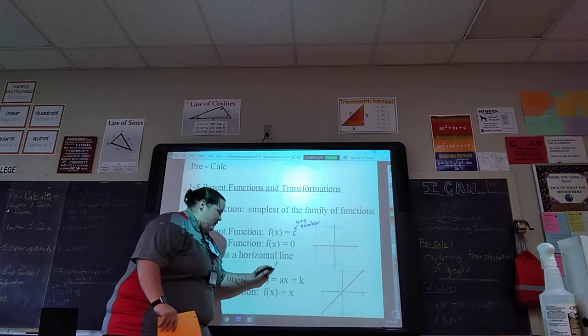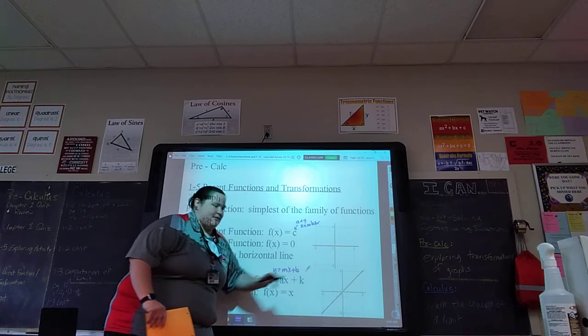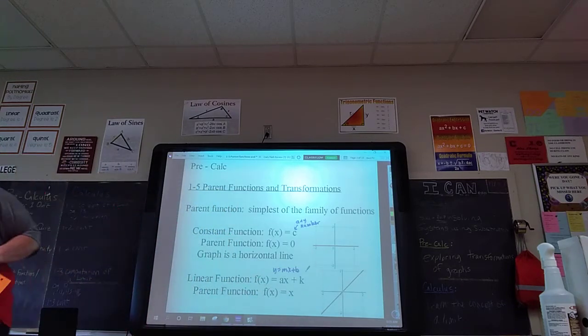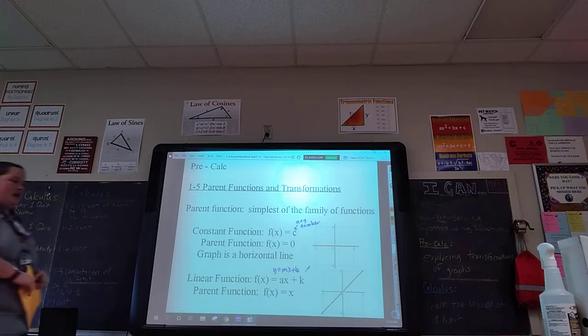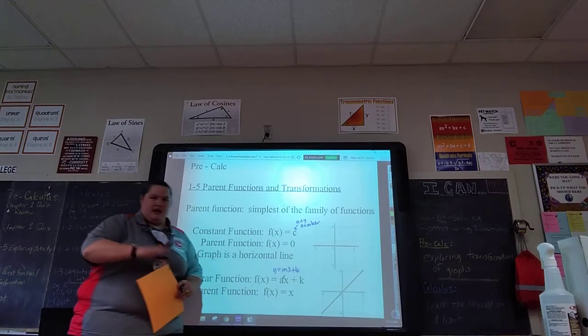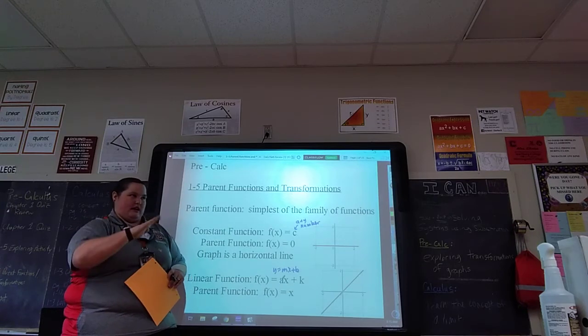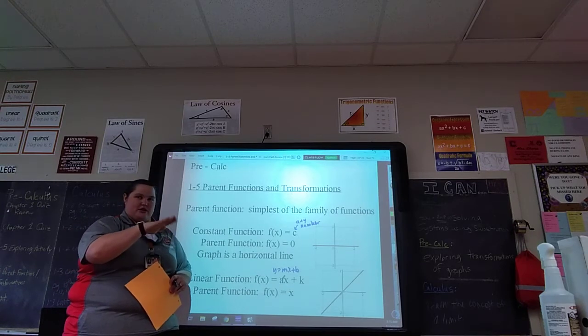Way back in the day, we wrote this as y equals mx plus b, okay? But I switched to a and k because those are the variables we're going to use for the transformations. So a here is like the slope. When you change a, you change the steepness of the slope, okay? We'll talk about it a little more in depth, but that's what happens whenever you change a.